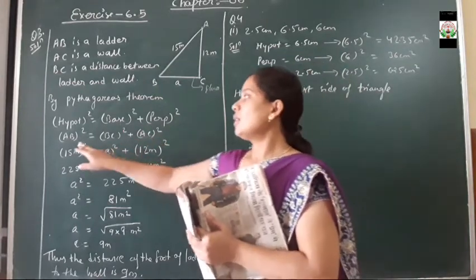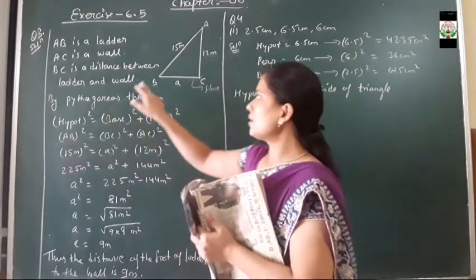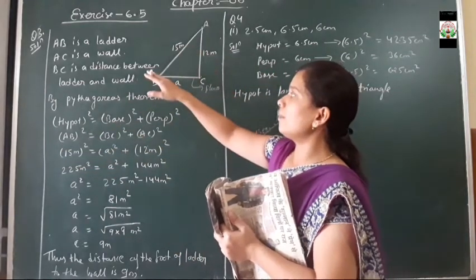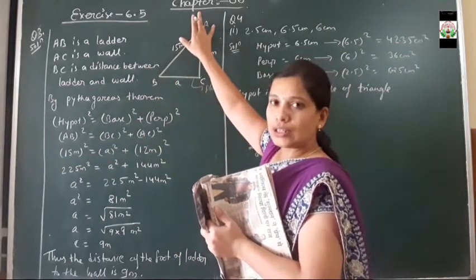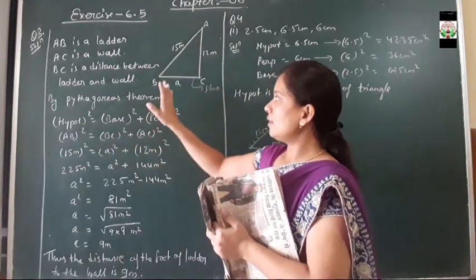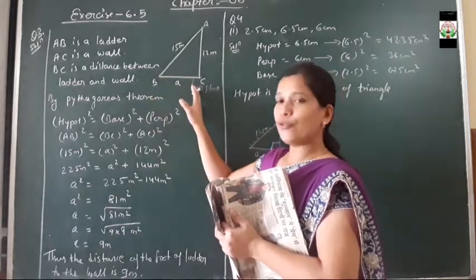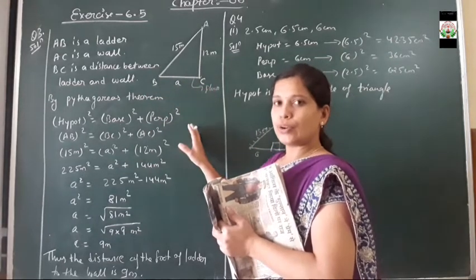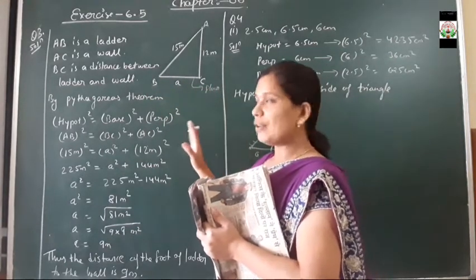Now what is the value of hypotenuse? Hypotenuse is the ladder from the ground to the window. What is the length of the ladder? That is 15 meter. Then base, the distance between the ladder and the window's floor, that is how much? A meter, which we have to find.